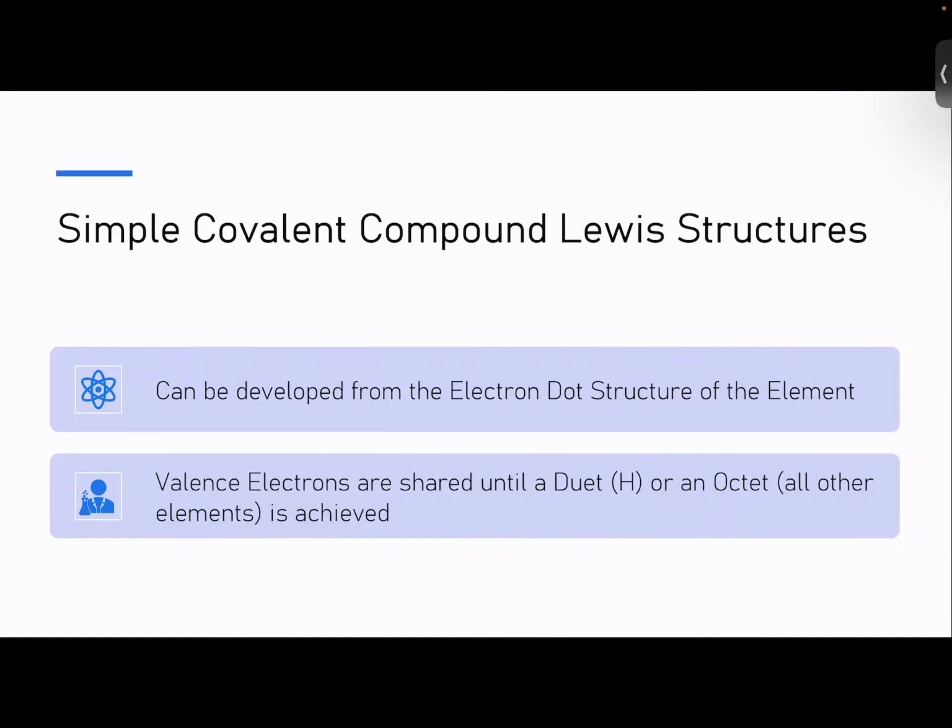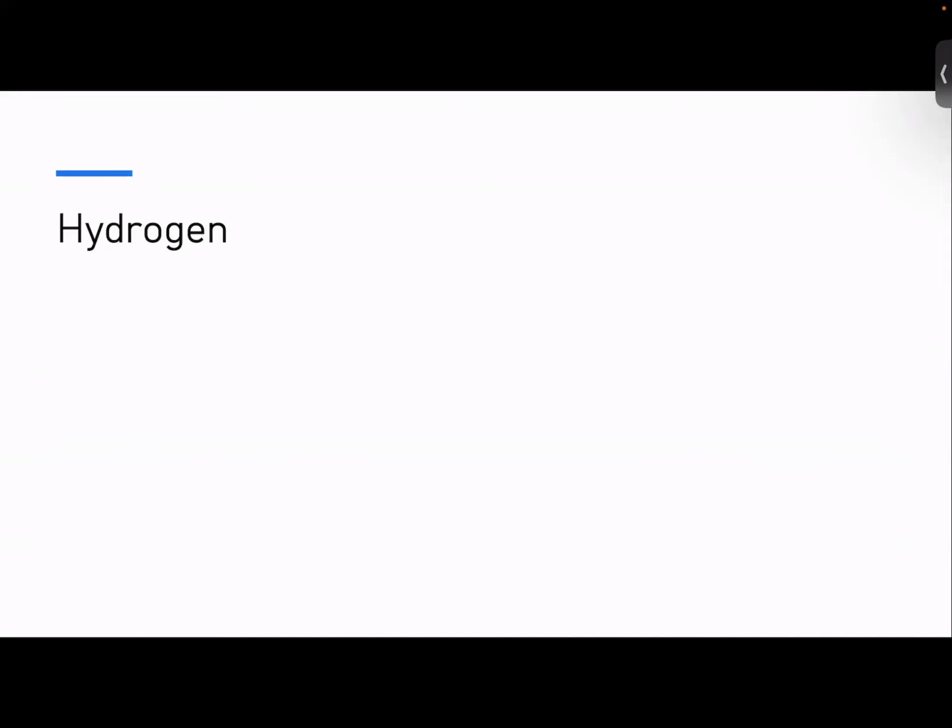The valence electrons will be shared until a duet for hydrogen or an octet for all other elements is achieved. Again, this is about the valence electrons of an atom of an element. So let's just look at some. Let's look at hydrogen.